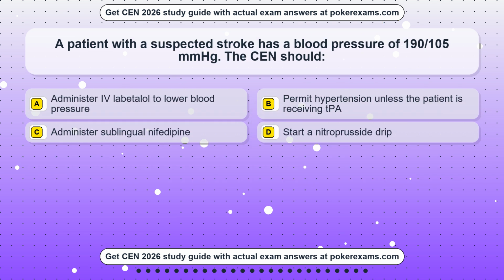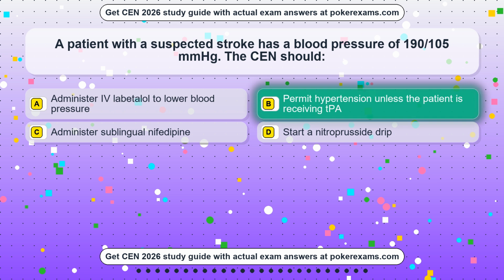Question 25. A patient with a suspected stroke has a blood pressure of 190/105 mmHg. The CEN should: Option A, administer IV labetalol to lower blood pressure. Option B, permit hypertension unless the patient is receiving TPA. Option C, administer sublingual nifedipine. Option D, start a nitroprusside drip. The correct answer is option B, permit hypertension unless the patient is receiving TPA.